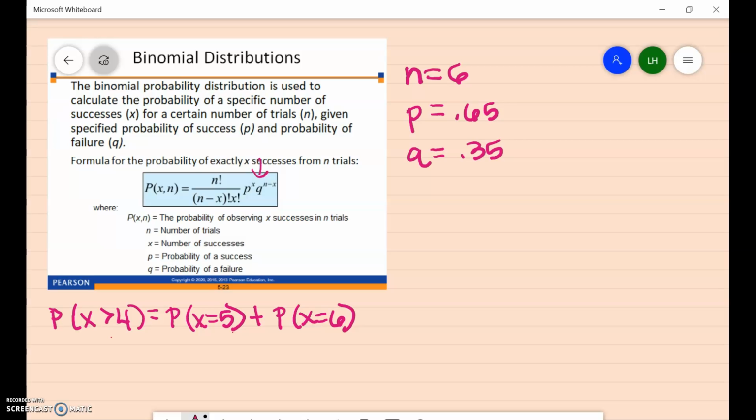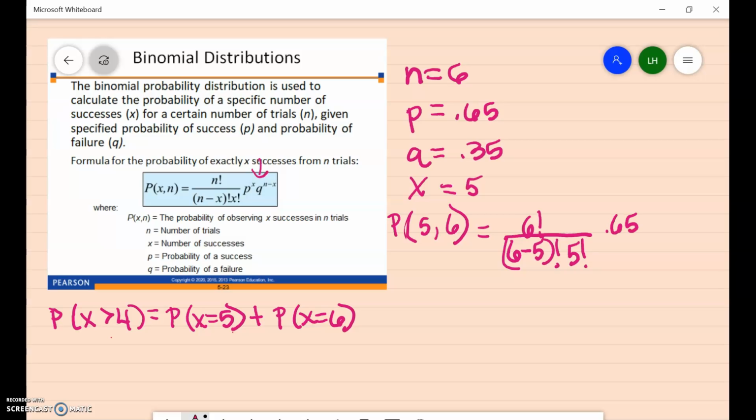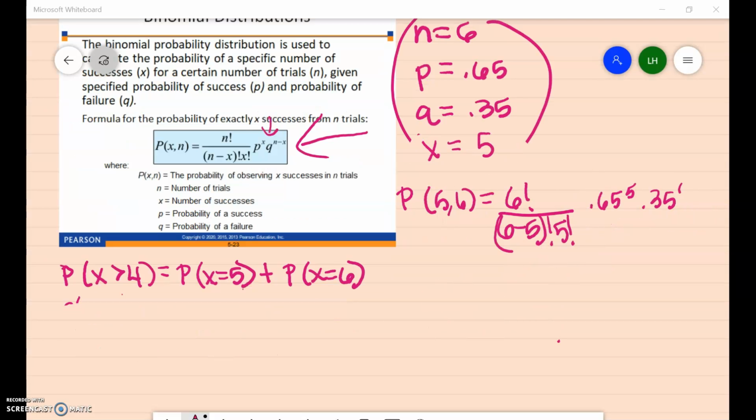So this is why this can be time consuming, because the formula takes time. So this time we're doing the probability of 5 given that there are 6 in the sample. So n over n minus x, and this time x is 5, and x again, and then you're going to have 0.65 to the x power, which is 5 this time, and 0.35 to the n minus x power. Okay, so I plugged in for 5. Now I just need to calculate this.